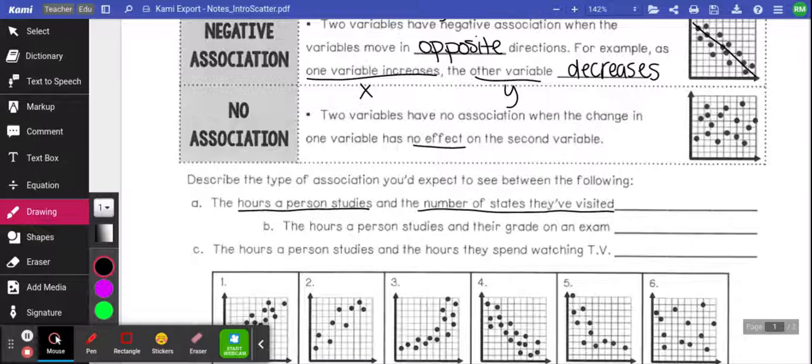There's no effect. I have one person saying no effect. Is there an association there? No, you could study all you want and still be in the same state and only visit one state or live in the one state. So there's no association here.